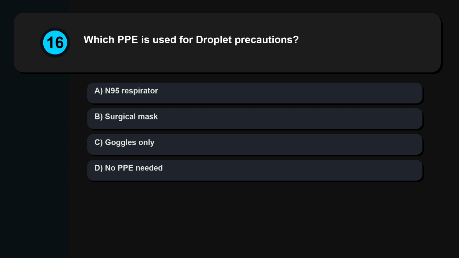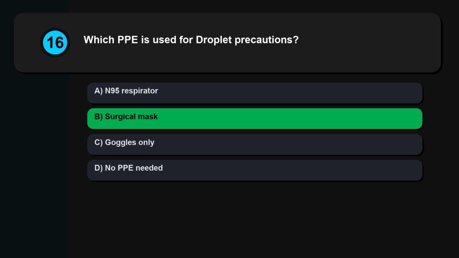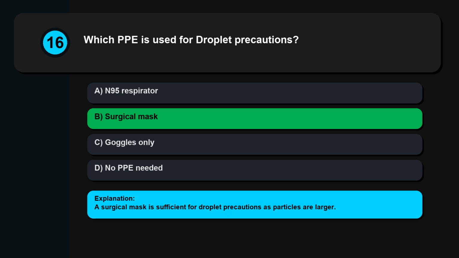Question 16. Which PPE is used for droplet precautions? N95 respirator. Surgical mask. Goggles only. No PPE needed. A surgical mask is sufficient for droplet precautions as particles are larger.